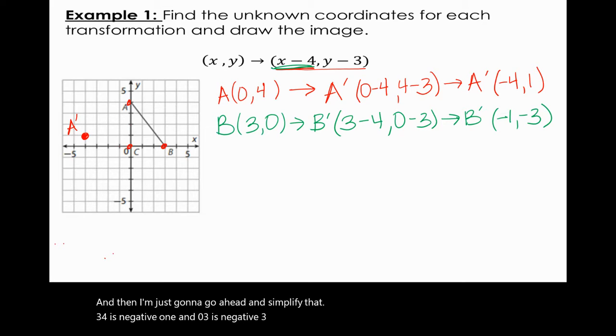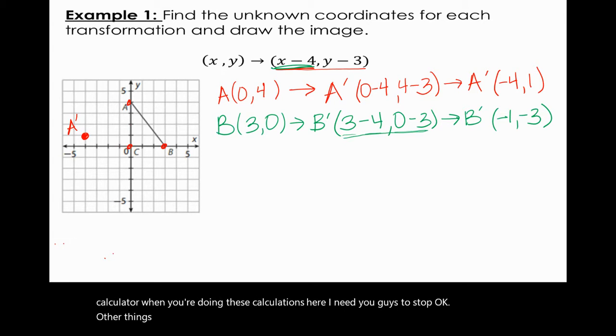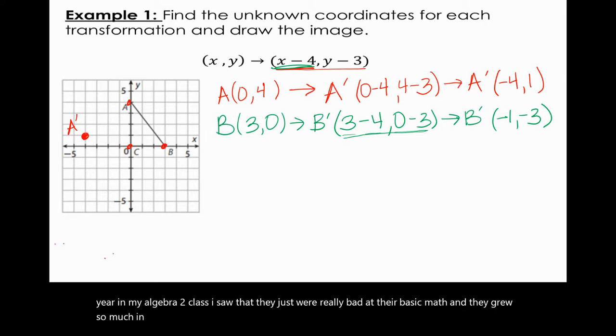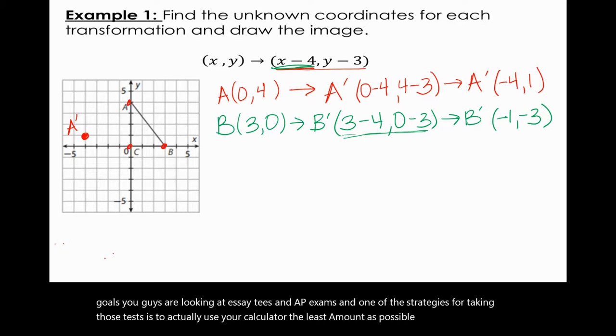Now, if you find yourself wanting to plug into your calculator when you're doing these calculations here, I need you guys to stop, okay? One of the disadvantages I've seen from students last year in my geometry class and last year in my Algebra 2 class is that they were really bad at their basic math, and they grew so much in my class because I really forced them not to be reliant on their calculator. You guys are looking at SATs and AP exams, and one of the strategies for taking those tests is to use your calculator the least amount possible, because you're going to run out of time.